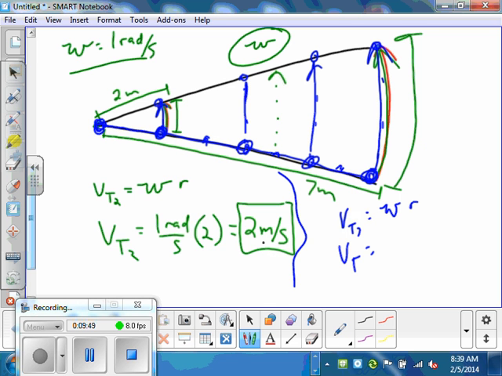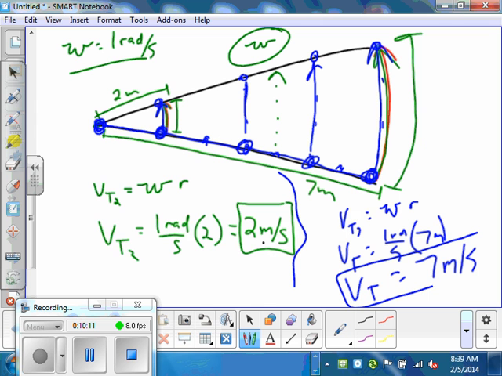So, maintaining the same angular velocity of 1 rad per second at a distance of 7 meters from the center of the centripetal motion, we can see that our tangential velocity is 7 meters per second, which means I'm going a lot faster.